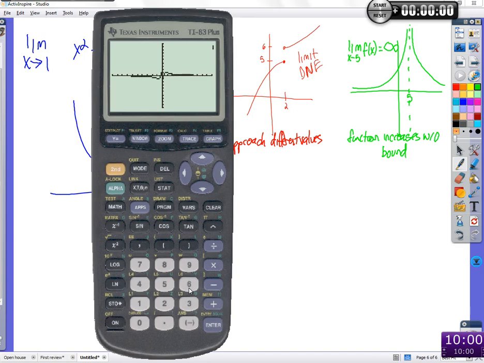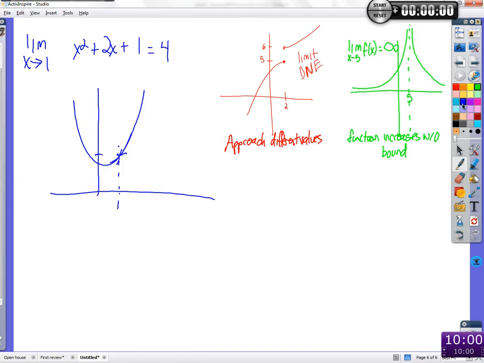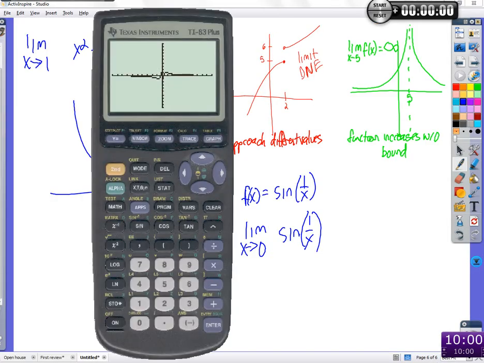So this example is f of x equals the sine of 1 over x, and we want to know what's the limit as x approaches 0 of the sine of 1 over x. So let's bring that back up, over top. I'm going to zoom in using a box, because we can't quite see what's happening at 0. So let's check it out. Zoom in there.